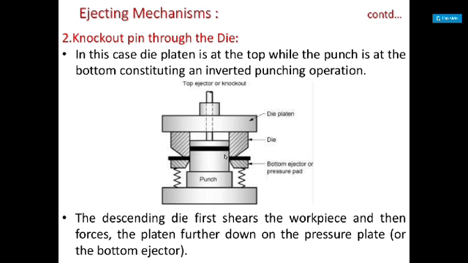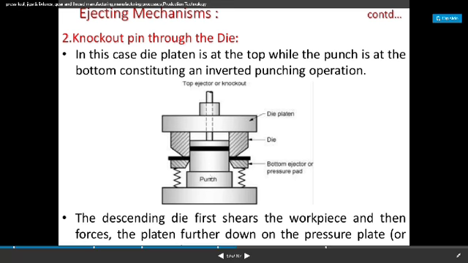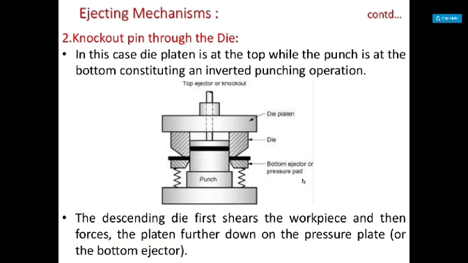Knockout pin through the die. In this case, the platen is at the top while the punch is at the bottom, constituting an inverted punching operation. Here you can see that the punch is over here, the die pattern is over there. In the top die, bottom ejector or the pressure bed. The descending die first shears the workpiece and then forces the platen further down on the pressure plate.